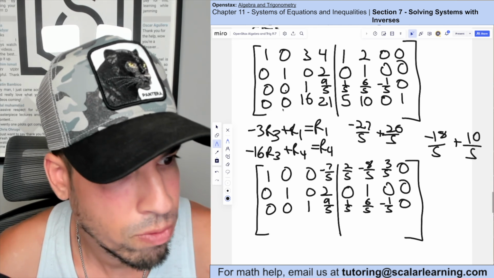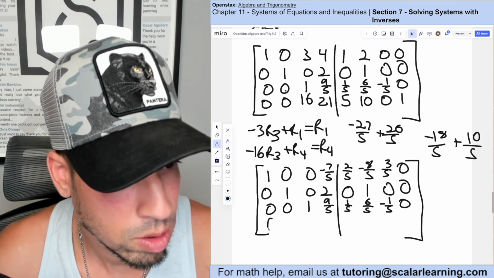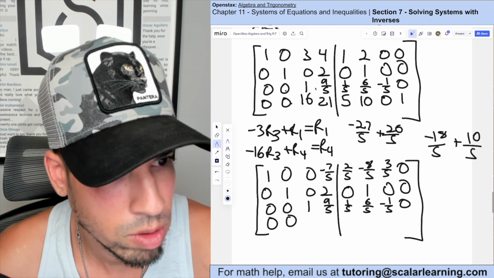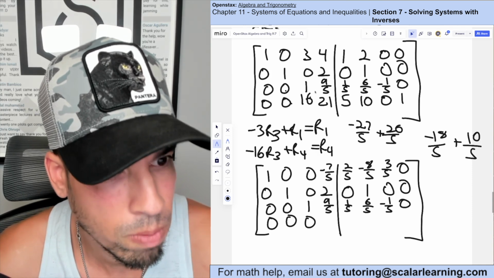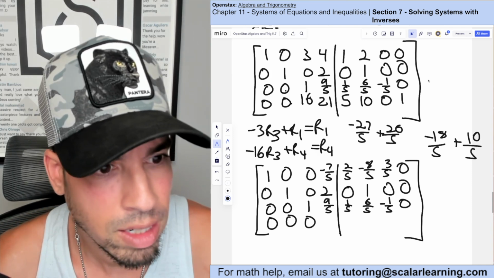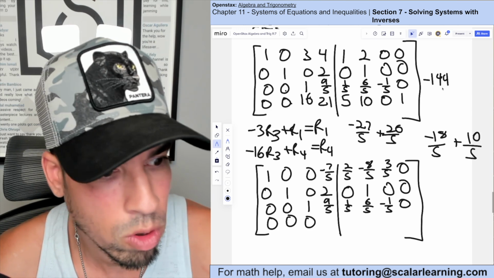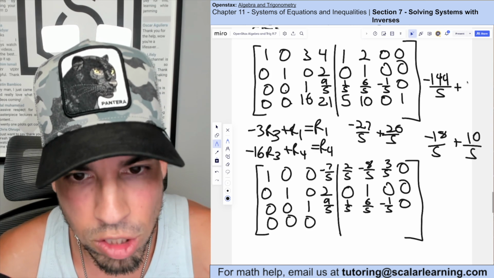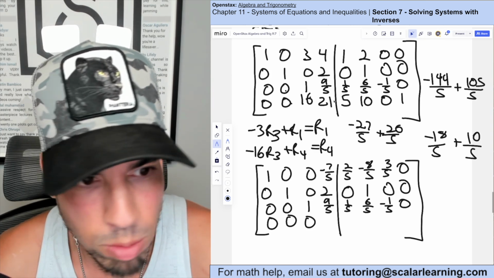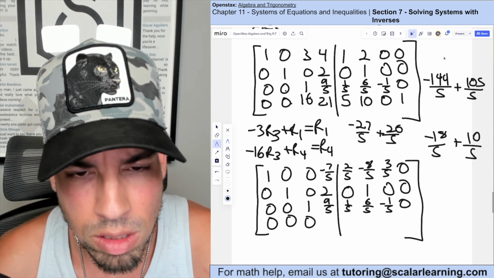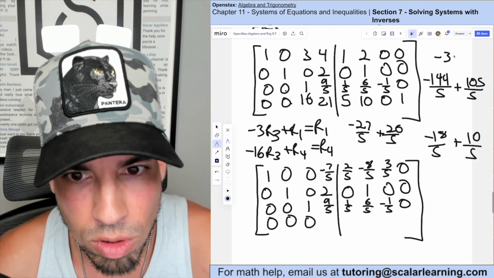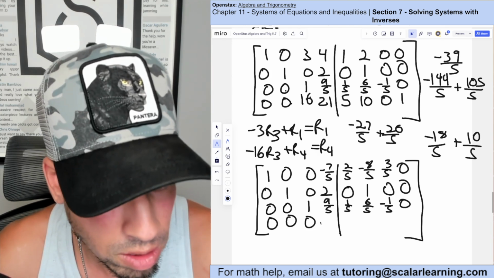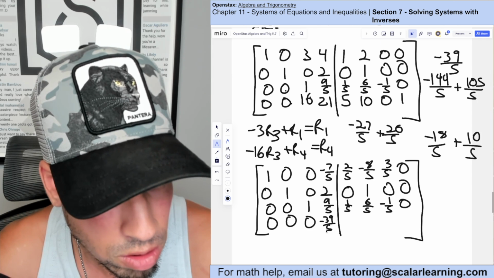Now for row 4, so we got 0 plus 0 is 0, 0 plus 0 is 0, negative 16 plus 16 is 0, and then we got negative 144 over 5, that's 9 times 16, plus 21, which is the same as 105 over 5 multiplied by 5 over 5. And that's going to be, what is that, negative 39 over 5. So negative 39 over 5 goes here, okay?